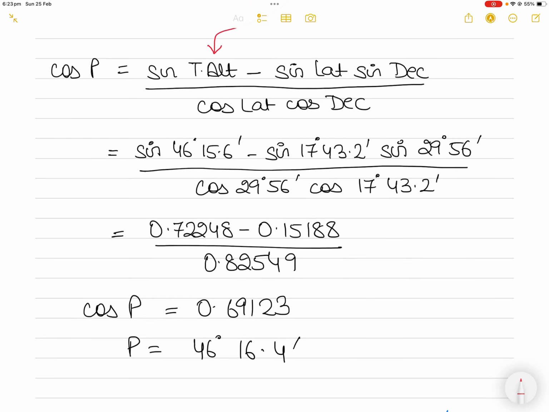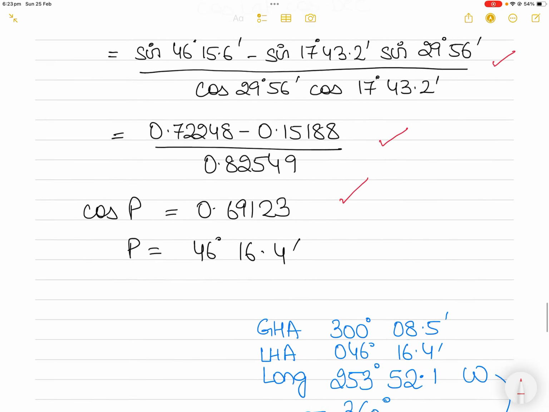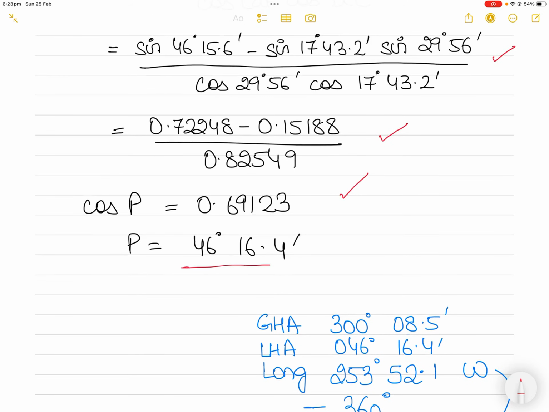Make sure that you check your values with the ones that I am showing you on the screen. You should be getting the same values. Solve them slowly, steadily. These are the correct values. Cos P equals 0.69123. Shift cos inverse P equals 46 degrees 16.4.